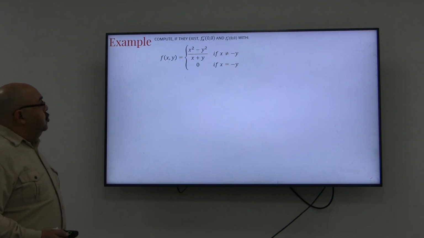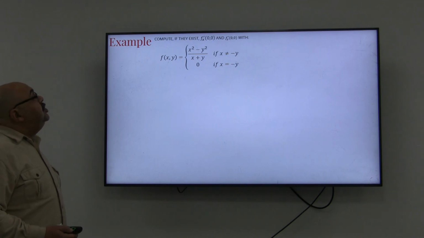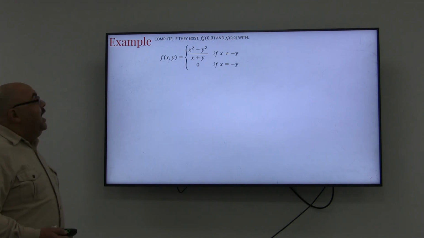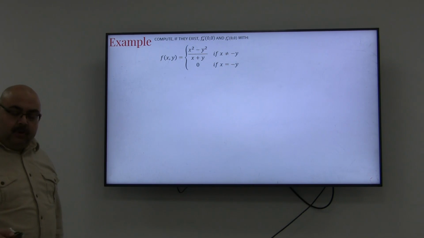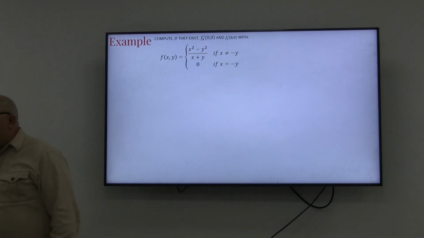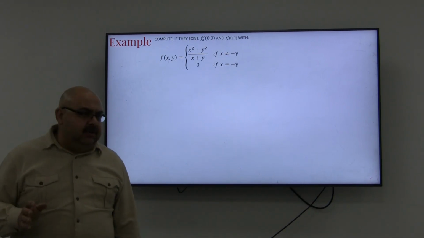Here he's asking you, compute if they exist, f dash x at (0, 0) and f dash y at (0, 0). These are the partial derivatives, as you can see. Okay? Imagine, just imagine that you are reviewing or revising all of this.